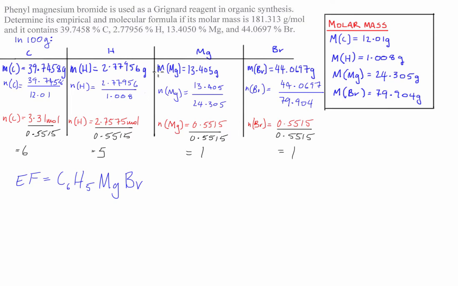Okay, so we've done the empirical formula part of the question. Now we just have to do the molecular formula. The molecular formula is done by working out what the molar mass of the empirical formula is. So we're going to work that out first. So capital M, the empirical formula, is going to equal 6 times 12.01 plus 5 times 1.008 plus 24.305 plus 79.904. Cool. Put them into our calculator and we get 181.309.